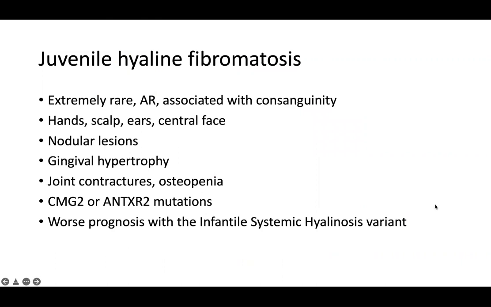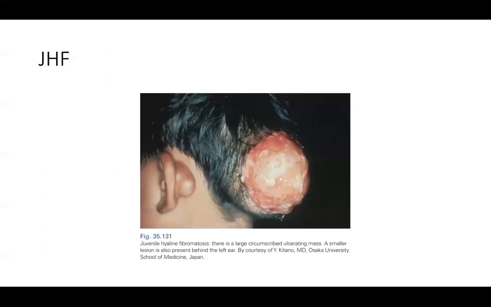There is a disease called juvenile hyaline fibromatosis. It's extremely rare. It's an autosomal recessive disease, and it's associated with consanguinity. Hands, scalp, ears, and central face are often affected by these nodular lesions of fibromatosis. Clinically, you can see gingival hypertrophy, joint contractures, and osteopenia. The mutations associated with this entity include things like CMG2 or ANTXR2, and it has a worse prognosis compared with infantile systemic hyalinosis.